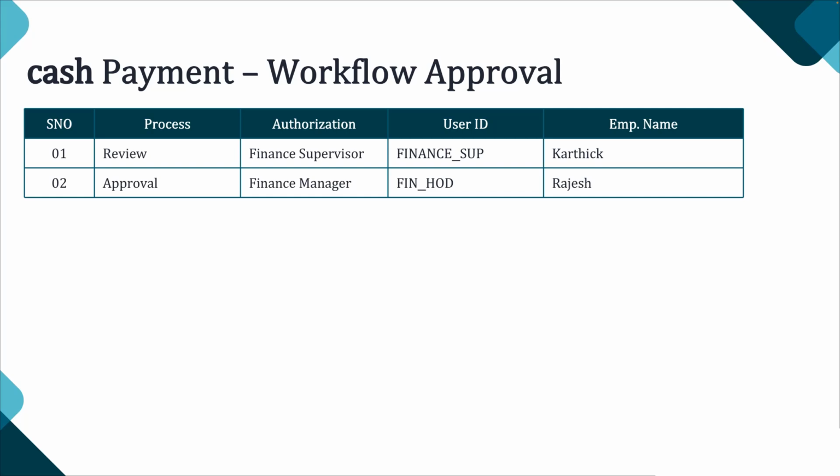This slide shows the cash payment workflow approval, which consists of two levels, reviewing and approving. First, after the entries are created by the creator, the document is forwarded to the supervisor for review. Once the supervisor has reviewed it, the document will be forwarded to the manager, who is responsible for approving it.